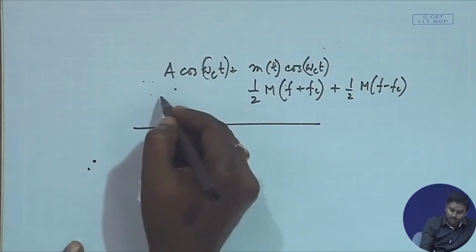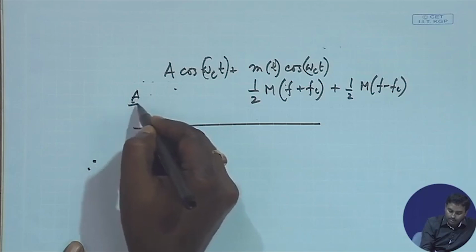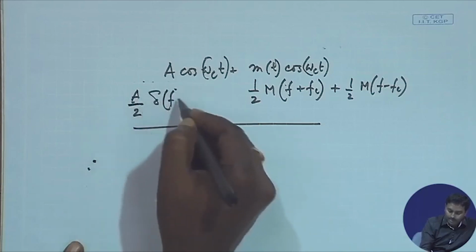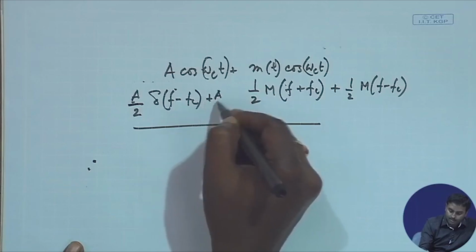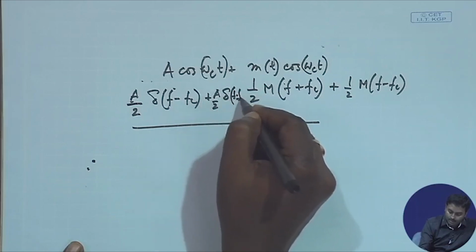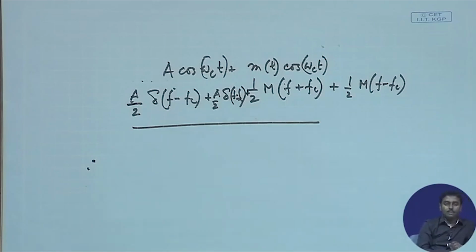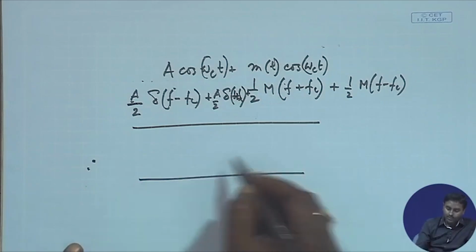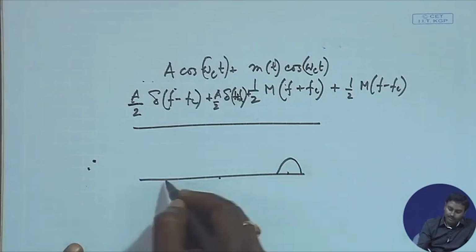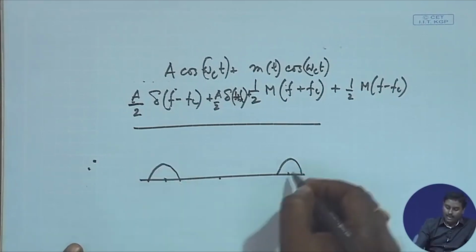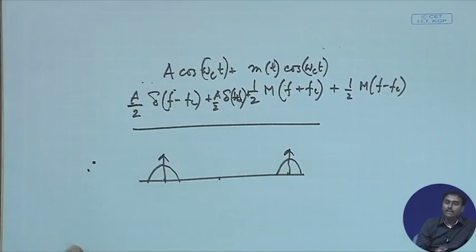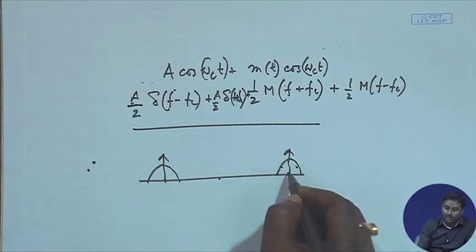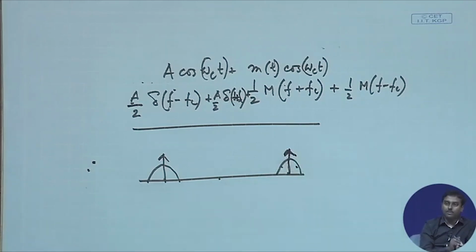So this will be A by 2, a delta function at plus fc, and a delta function at minus fc, right. Sorry, plus. So basically if I just try to draw the spectrum, what will happen? At fc there will be these two M(f) terms, and there will be a delta function which is actually eventually representing the carrier. So that means it has two sidebands like the earlier one, but it also has this carrier term. So that is why it is called DSB or AM.